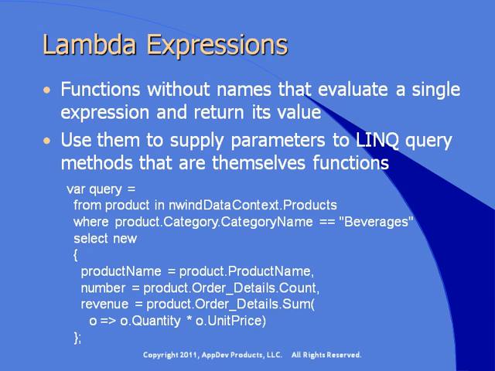Then we want to do a sum. So sum is a function or a method on order_details, and we want to pass to that a function, and that function is going to multiply quantity times unit price. So the syntax is product.order_details.sum, and then pass o, and then the equal greater than sign. That defines the function, which is then going to execute quantity times unit price.